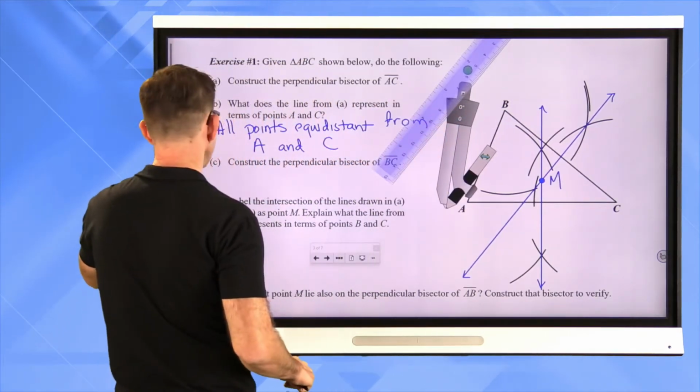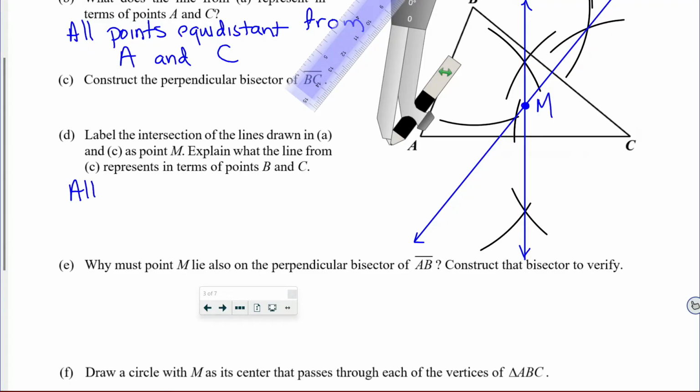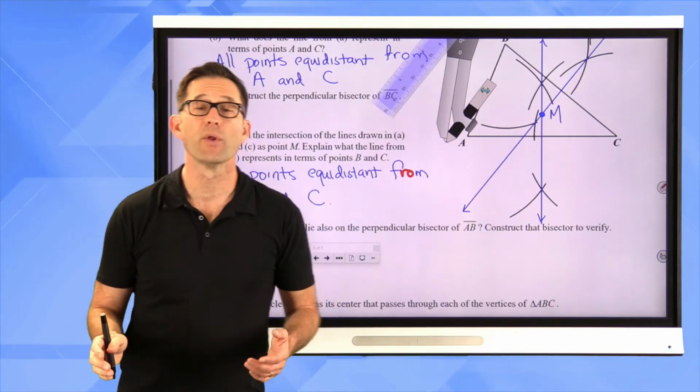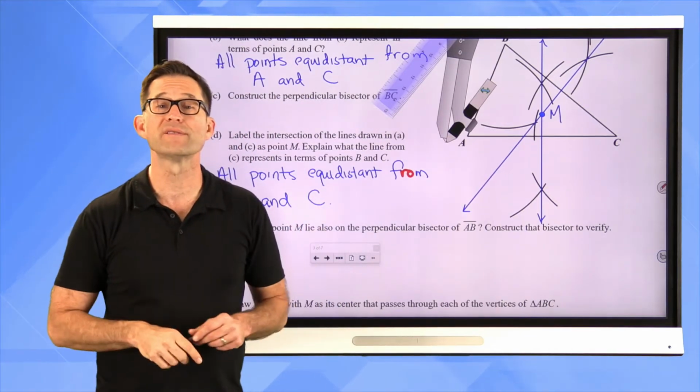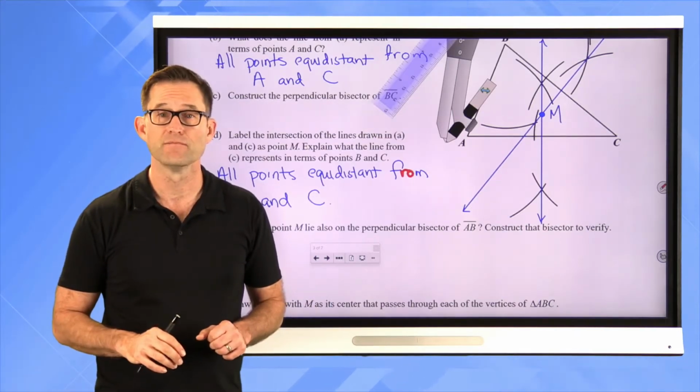In other words, that is all points equidistant from B and C. So the perpendicular bisector of any line segment represents the collection of all points that are equidistant from the two endpoints of the line segment.